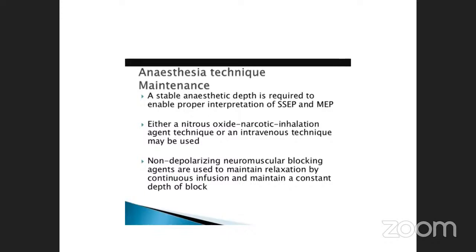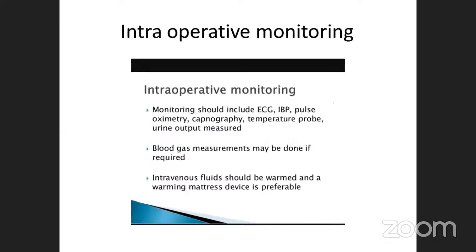A stable anesthetic depth is required to enable proper interpretation of evoked potentials. Either a nitrous oxide narcotic technique, an inhalation agent technique, or an intravenous technique may be used. Non-depolarizing neuromuscular blocking agents are used to maintain relaxation by continuous infusion and maintain a constant depth of block. Monitoring should include ECG, NIBP, ABP, pulse oximetry, capnography, temperature probe, and urine output measurement. Blood gas measurements may be done if required. IV fluid should be warmed and a warming mattress device is preferable.